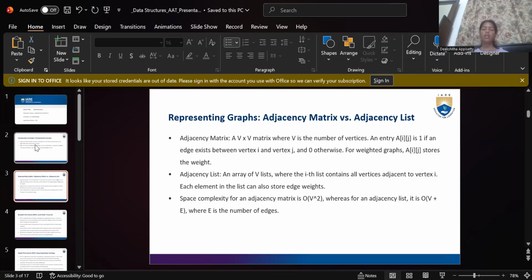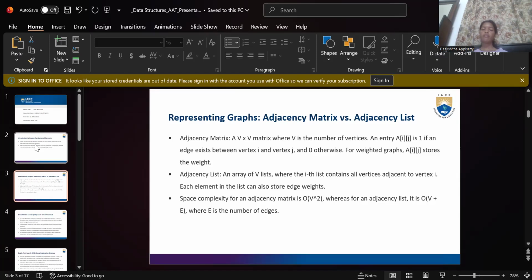Adjacency matrix: a V by V matrix, where V is the number of vertices and entry A[i][j] is 1 if an edge exists between vertex i and vertex j, and 0 otherwise. For a weighted graph, it stores the weight.